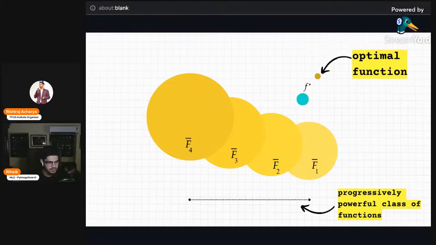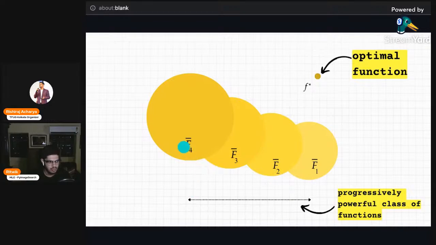Putting this into perspective, this is our optimal function. This is the function that the neural network should approximate. And we are trying to create pools or classes of functions which will eventually include that optimal function, so that with training and back propagation, we will then find f star within that class of functions, right? But what is happening is that we are creating progressively more powerful classes of functions.